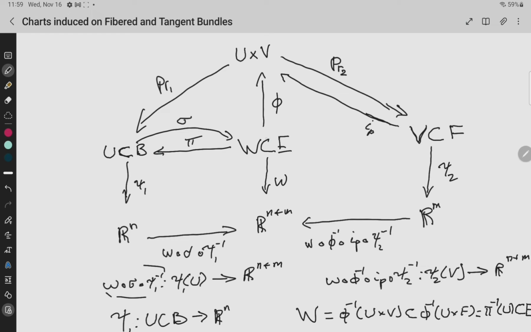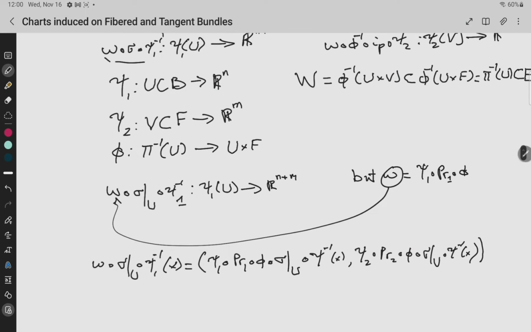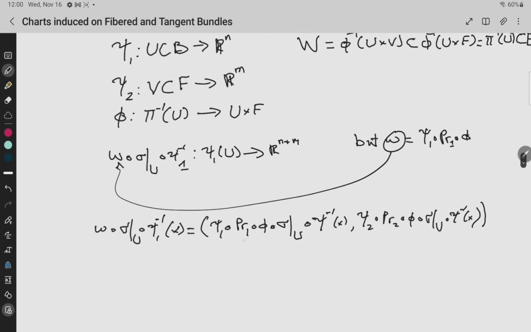Okay. So you see here I'm using the omega composite sigma composite psi inverse 1, but you could also use the other one, the one on the right hand side, and it should give you the same answer. And I encourage you to try it. Okay. So we know that from the diagram, projection 1 composite phi is equal to the bundle projections because the diagram commutes. So I'm gonna write that down here for you.